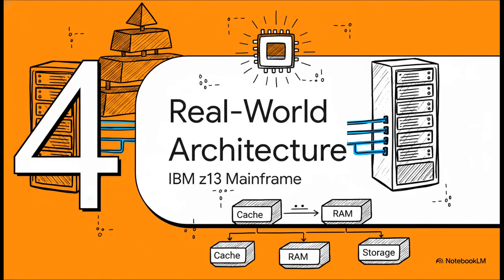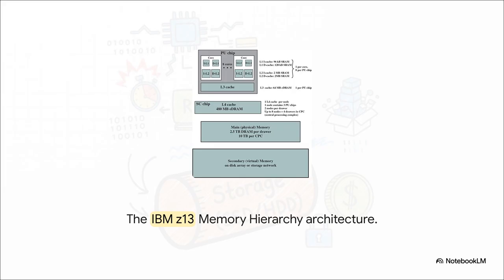All right, let's make this concrete in Section 4, Real-World Architecture, the IBM z13 mainframe. Because this isn't just theory, right? Take the IBM z13 mainframe computer, for example. This is exactly how a major enterprise system physically manages its data across multiple specific chips and processing cores. It takes all these abstract concepts and turns them into cold, hard silicon.